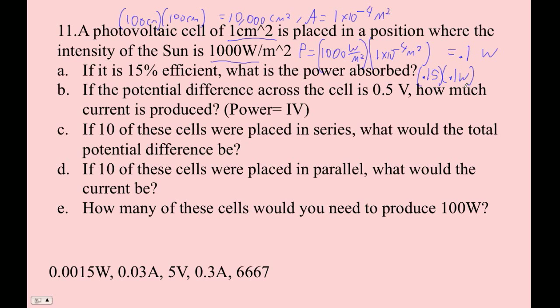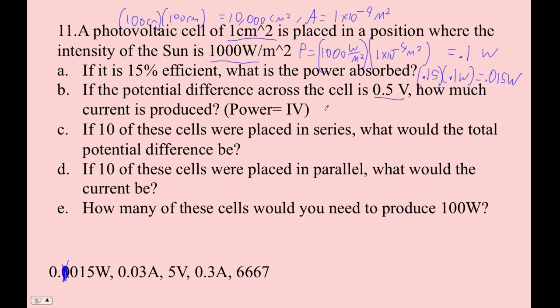And the answer at the bottom doesn't say that. Oh, it really should say that. Okay, so that's a typo. So get rid of that one there. So the power absorbed is 0.015 watts. Okay. If the potential difference across a cell is 0.5 volts, how much current is produced?